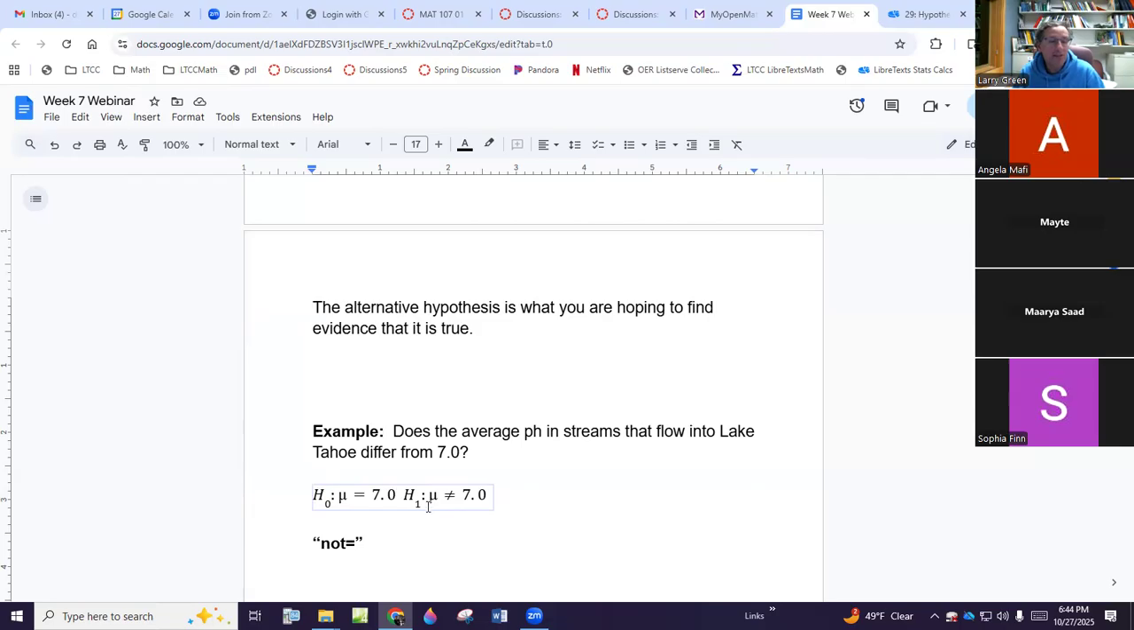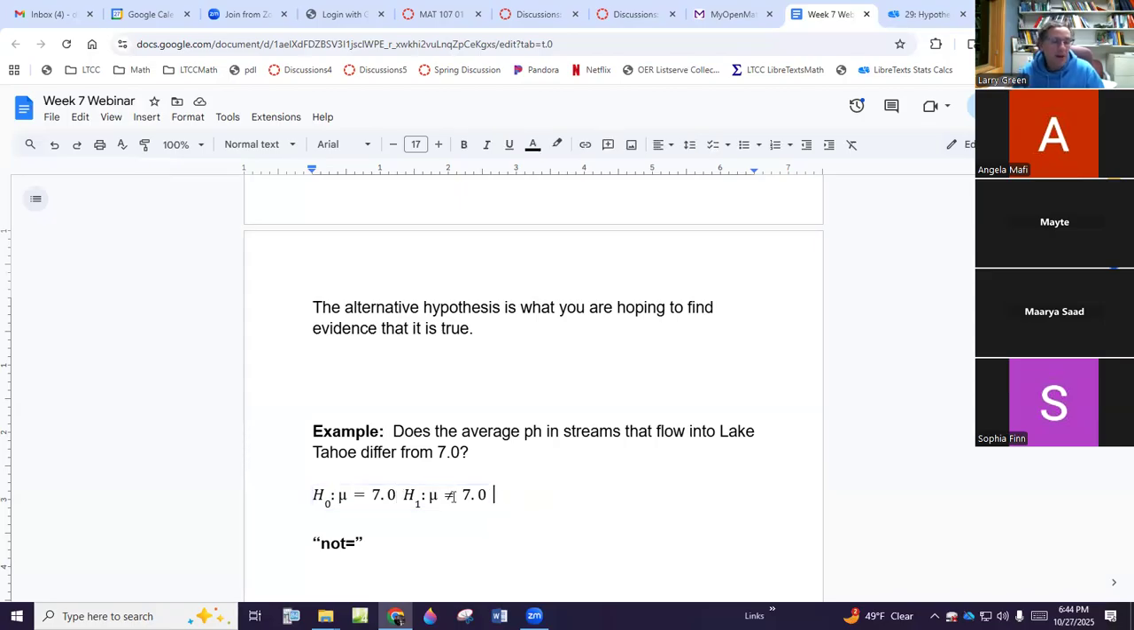H1, the alternative hypothesis, colon, is mu is not equal to 7.0 because again, high pH is what's called basic. Low pH is what's called acidic. You might have heard those words. You don't need to know that for stats, but if you ever do chemistry, you've got to know about that stuff. And if it's either basic or acidic, that's bad. That means some of the life can't live in it. It means other life gets murky. It's just all kinds of problems.